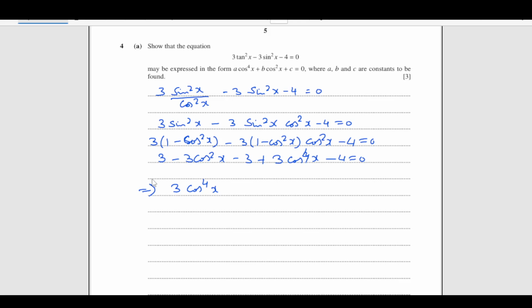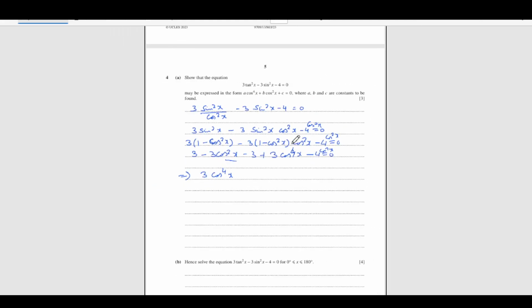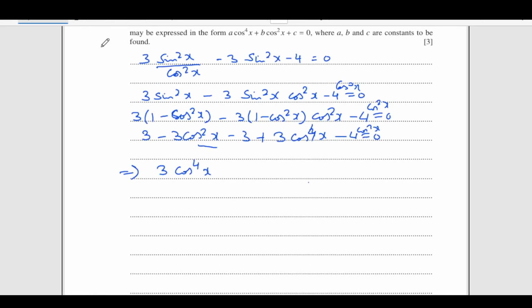Have I missed something? 3 minus 3, this is 3. Oh yeah, we have missed something here. When we multiplied by cos squared, this is going to be 4 cos squared x. So then 3 cos squared x and 4 cos squared x, this is 7. Let me redo this one here. Sorry, I think I have made a mistake here. Let me just do this step again.